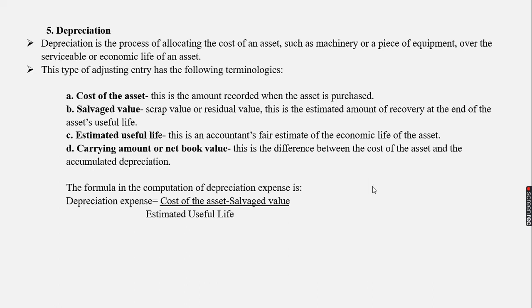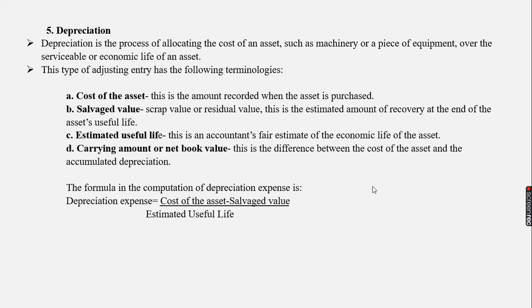Letter A, cost of the asset. So, what is the cost of the asset? This is the amount recorded when the asset is purchased. So, cost of the asset. So, ito yung amount na kung saan mo binili yung asset mo.